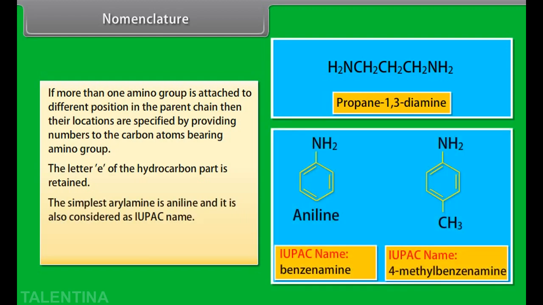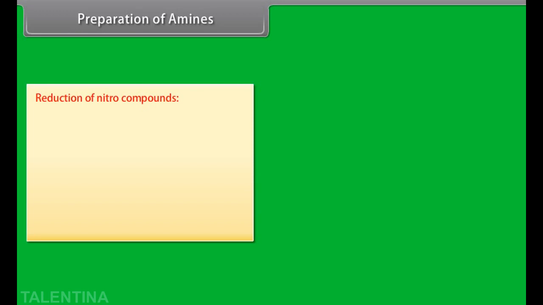The simplest arylamine is aniline and it is also considered as IUPAC name. In IUPAC system, suffix E of arene is replaced by amine. Preparation of amines. Reduction of nitro compounds.